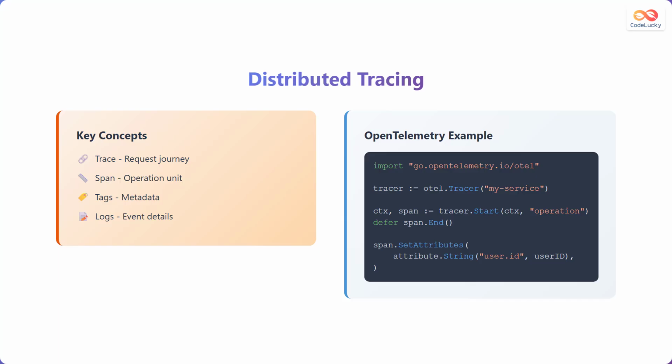The OpenTelemetry example shows how to implement tracing in Go. We import the OpenTelemetry package and create a tracer for our service. When processing a request, we start a new span with a descriptive name. The defer statement ensures the span is properly closed when the function exits. We can add attributes to spans using setAttributes, providing context like user IDs or request parameters. This creates a detailed timeline of your request's execution, invaluable for debugging performance issues in distributed systems.